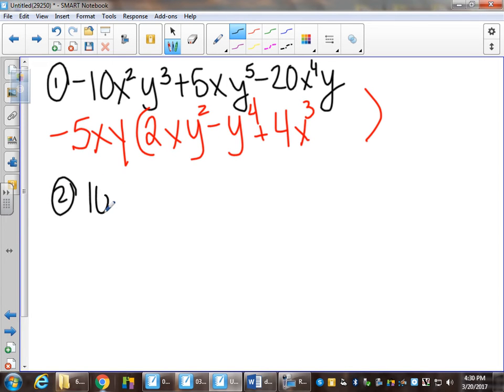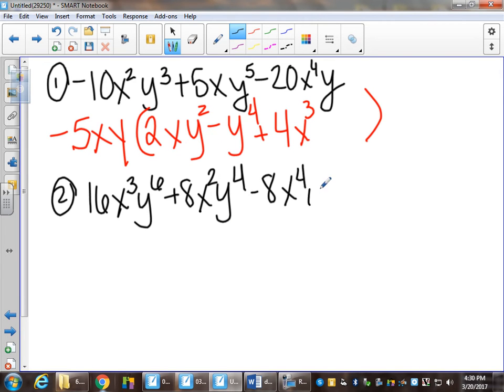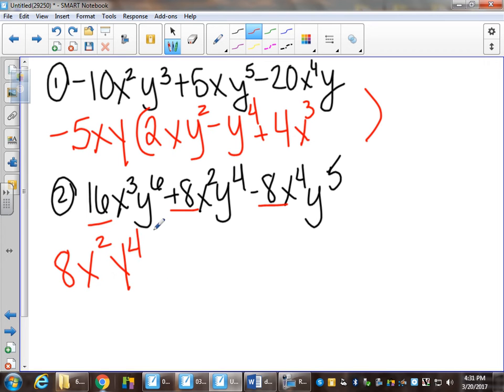Our next one, 16x cubed y to the 6th, plus 8x squared y to the 4th, minus 8x to the 4th y to the 5th. Looking at 16, 8, and 8, we can pull out an 8. It's our greatest common factor. Looking at our x's, we have 3, 2, and 4. We can pull out 2 x's from each. 6, 4, and 5 y's. We can pull out 4 y's. So now we're going to say what's left.